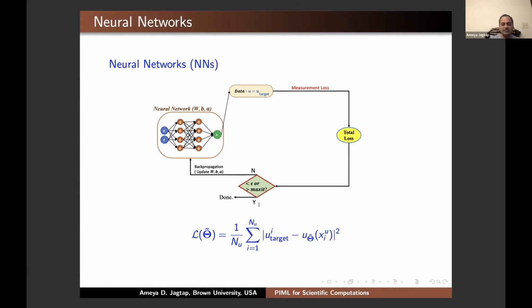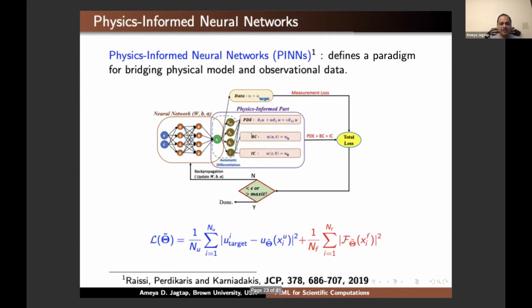The optimizer's job is to minimize this loss such that the output of the neural network satisfies the data which we have in hand. In simple words, it's a least squares regression problem. That's the simplest neural network which we can define. Okay, then what is a physics-informed neural network?